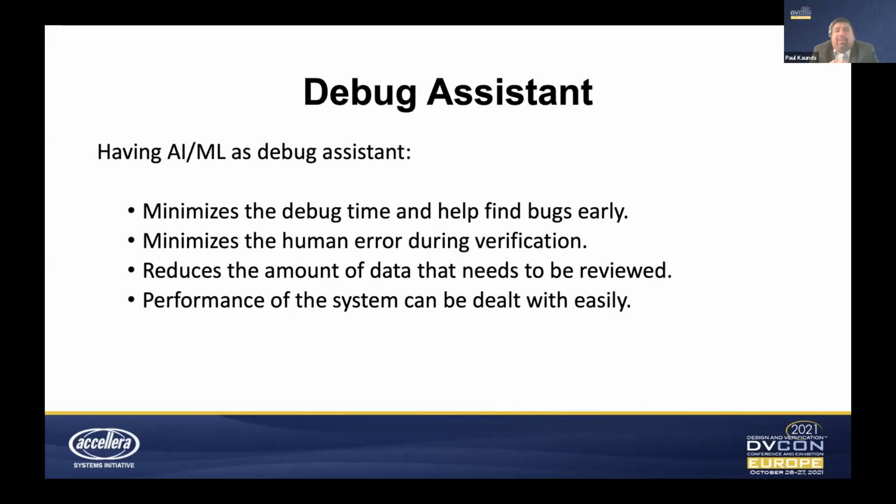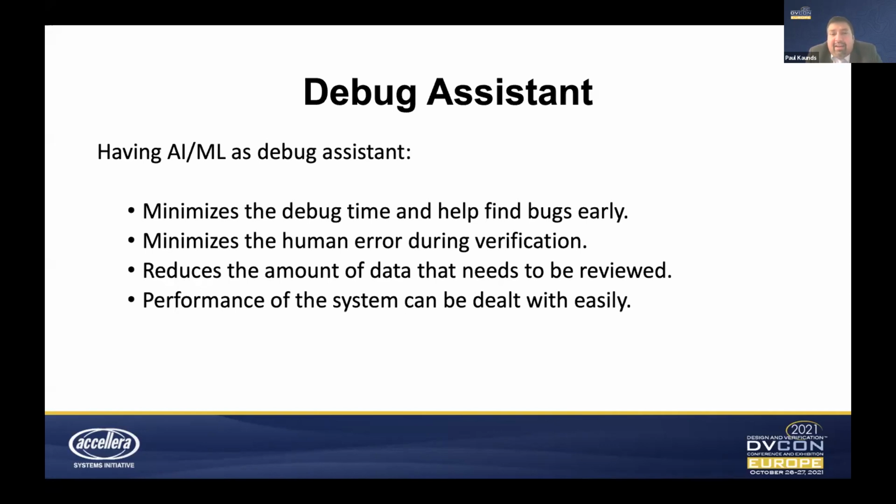One example I've taken is a debug assistant. Let's call it an AI ML-based debug assistant. What it does is minimize the debug time and help find bugs faster and earlier. The shift left we always talk about is finding the bugs early, which always reduces the cost and the verification time, and helps the project. So if you build these AI ML systems, and there are various things in the domain, it can help us find the bugs early and faster.